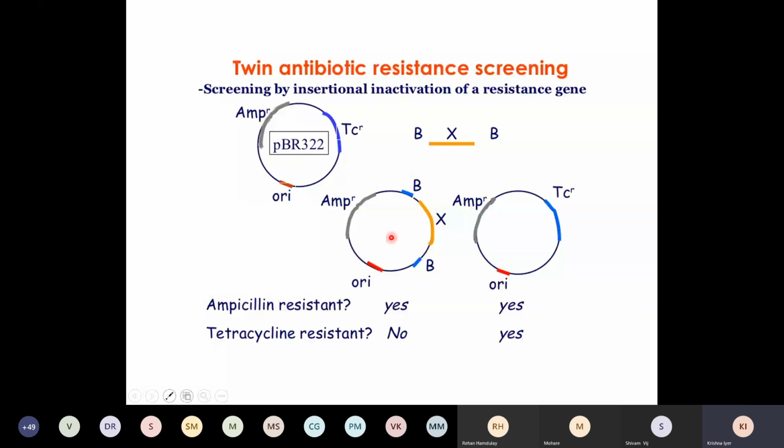I've got these two here, where what I've done is I've damaged this gene, and this gene turns out to be the gene for tetracycline. Which means if I were to look at this fellow here, he will be resistant to ampicillin, sensitive to tetracycline. While this, which has got no change relative to the original one, will be resistant to both ampicillin and tetracycline.